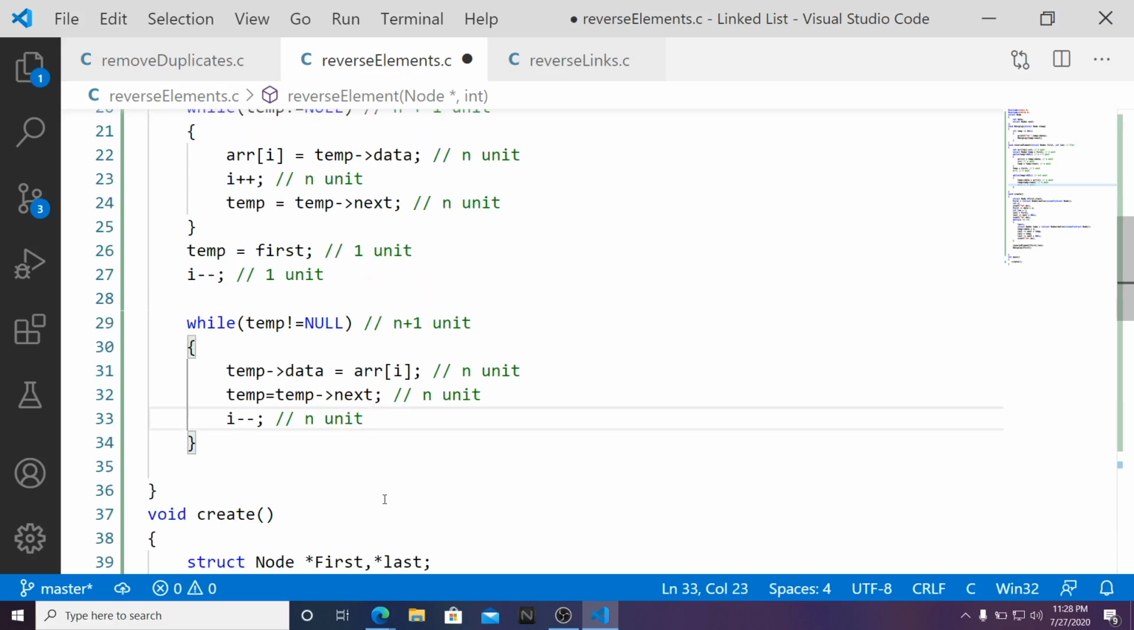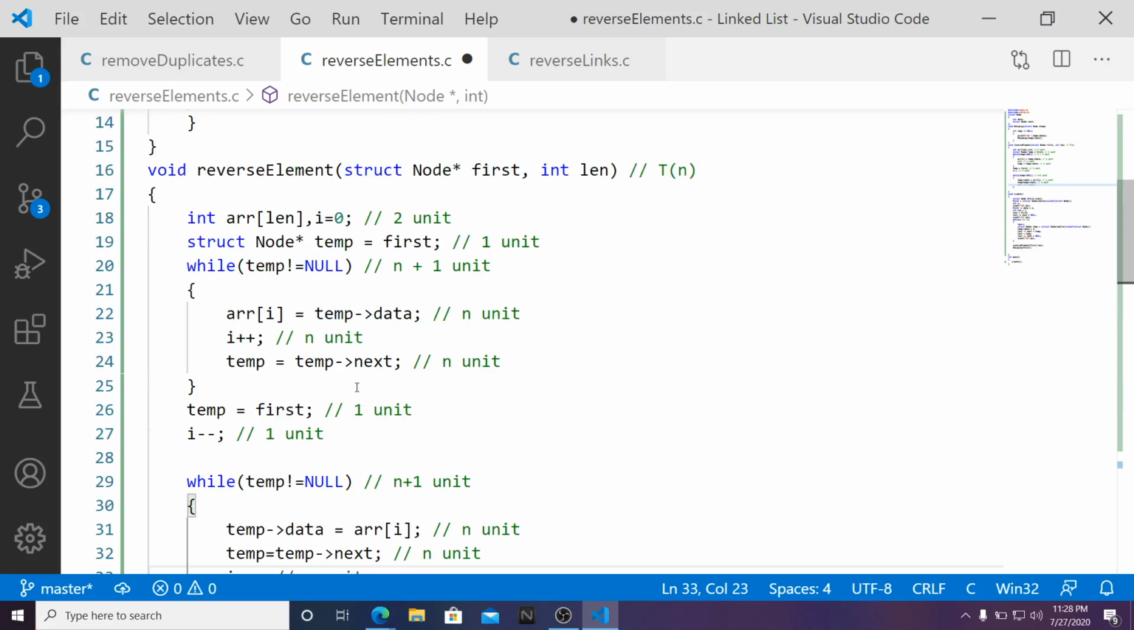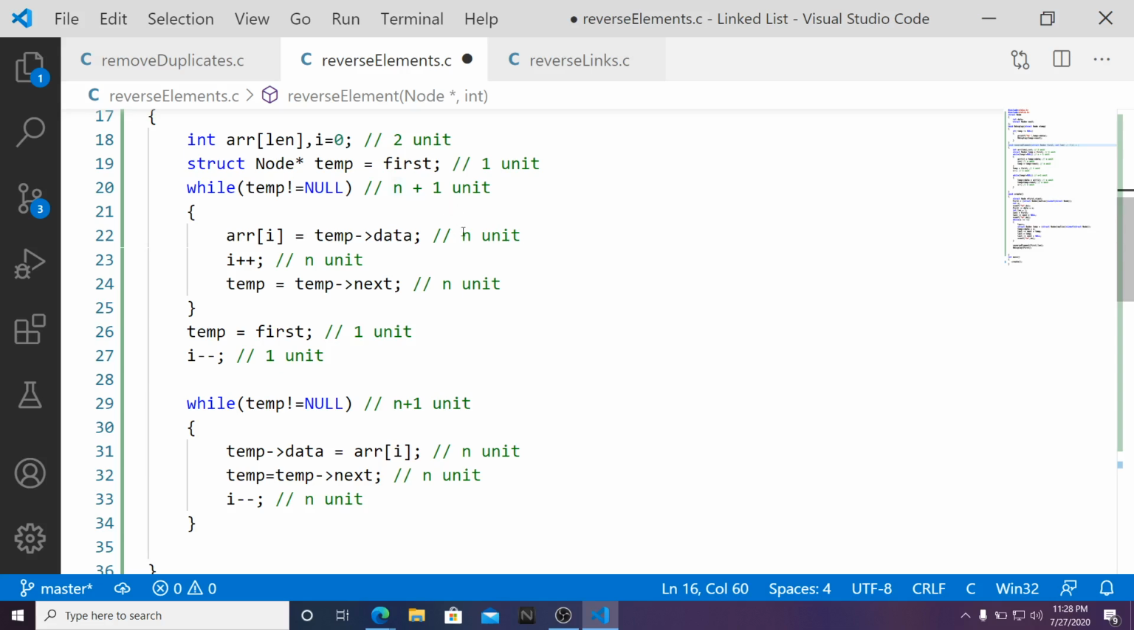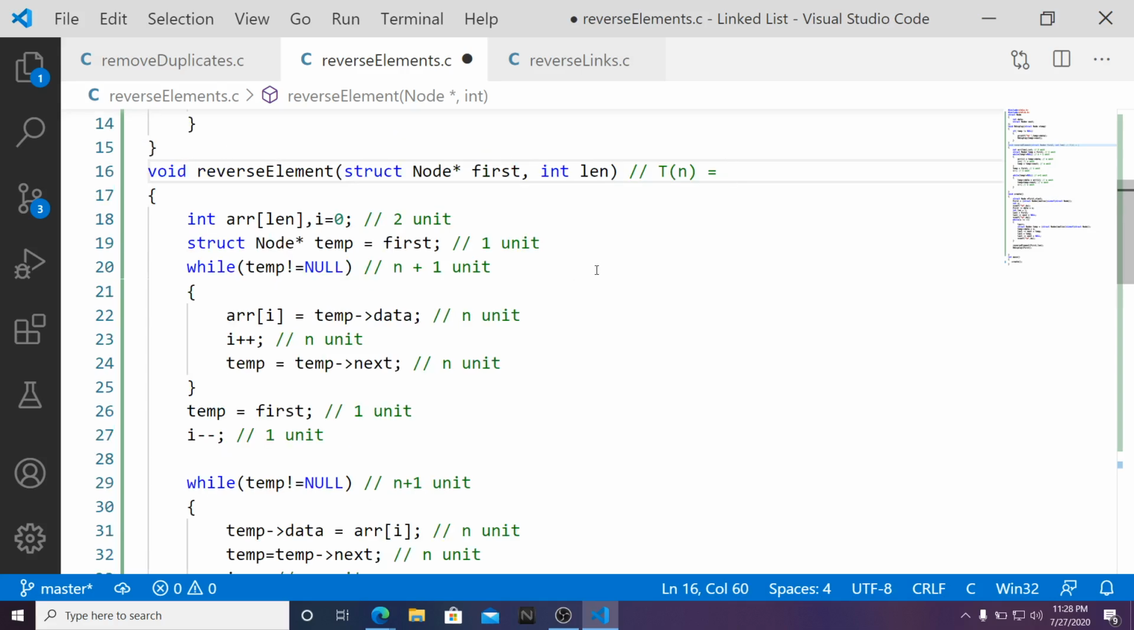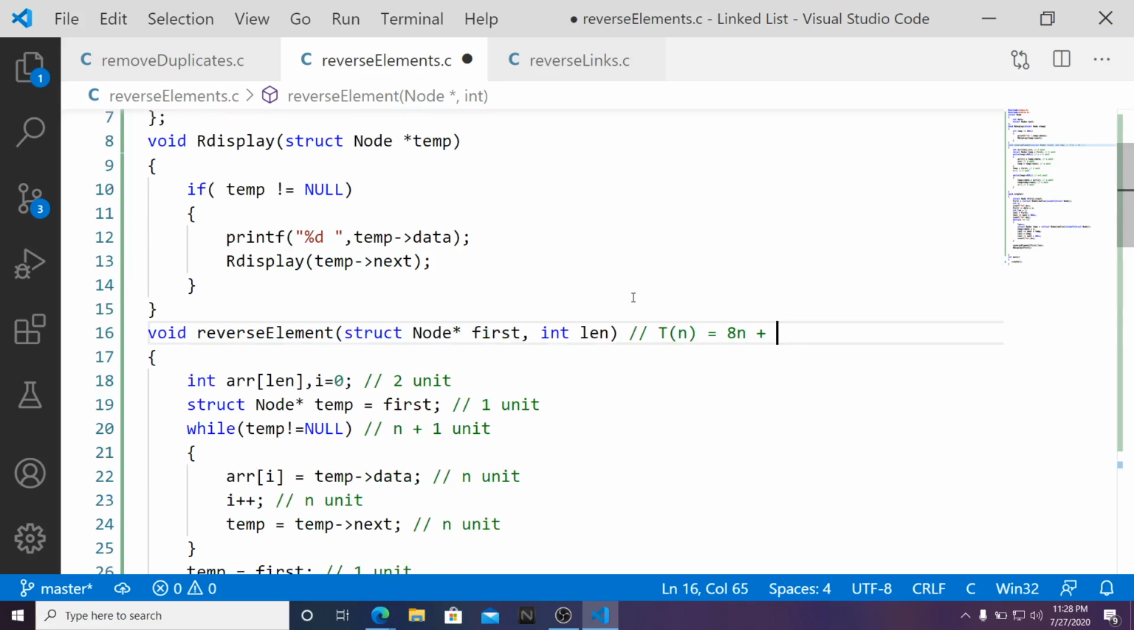I think for each and every line we have given some unit time. Now we can simply find the total unit time that will be taken, which is T of n equal to how many n's are available? 1, 2, 3, 4, 5, 6, 7, 8. There are 8 n's available. Then plus, what is the constant term? 2 plus 1, 3, 4, 5, 6, 7. There are totally 7. So 8n plus 7 is the equation.